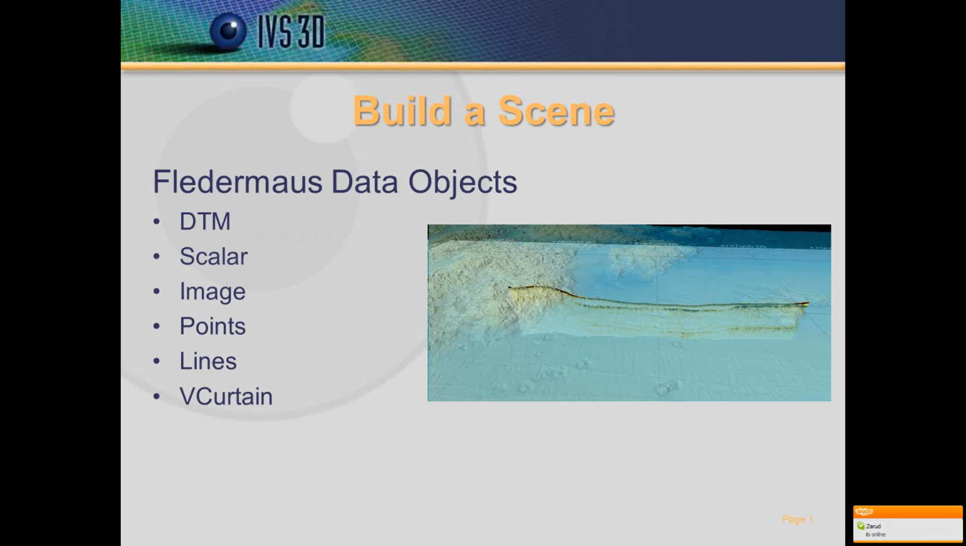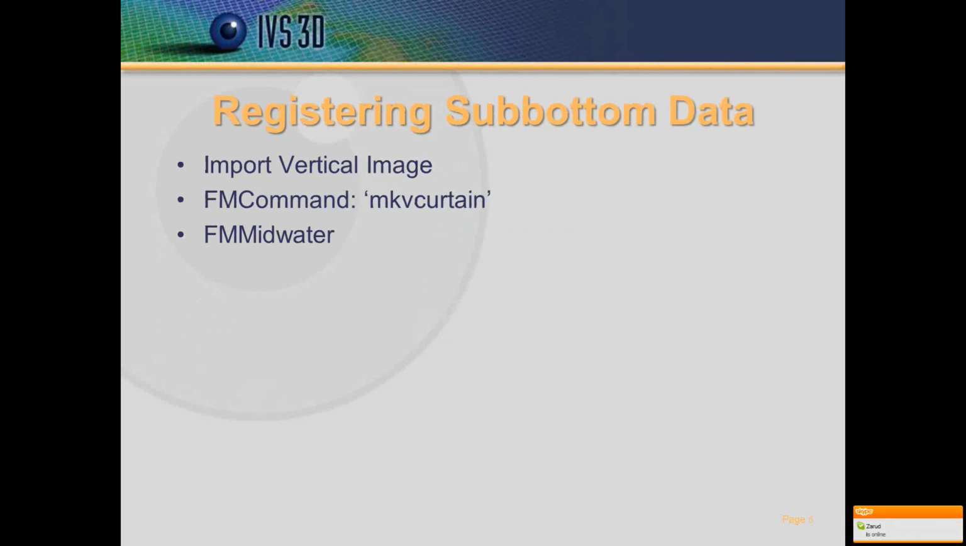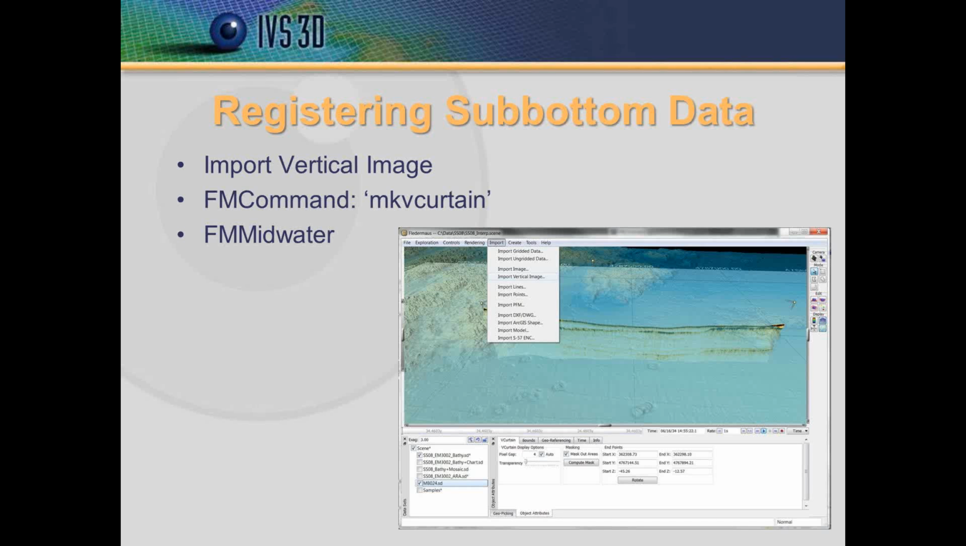So I did throw in this slide because one of the questions I'm typically asked when I'm either providing training or working with different survey groups is how do you register your sub-bottom data? Well, there's three different ways to do it. One is to import a TIFF image of the sub-bottom profile as a vertical image, and that's just through the import menu option of Fledermaus. Just import vertical image, and then you register the start and end X, Y, and Z information, and that just hangs as a vertical curtain.